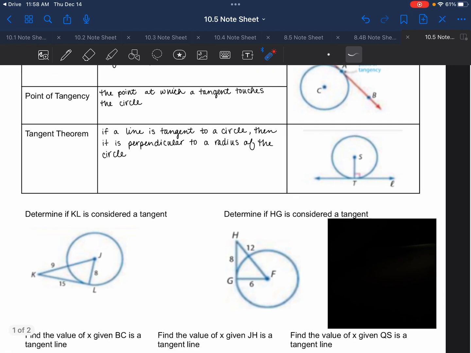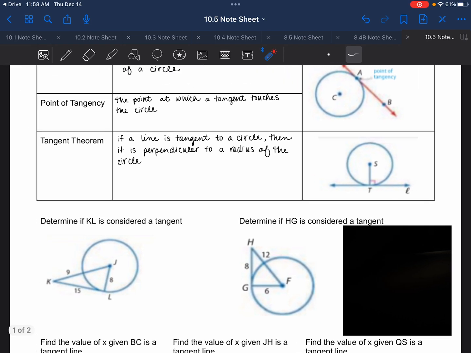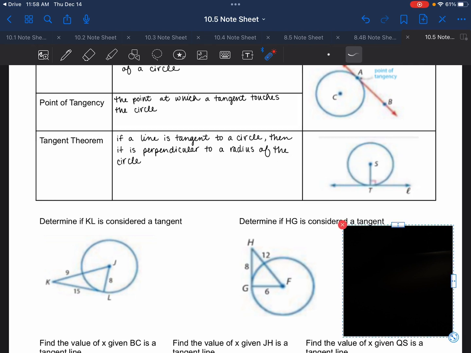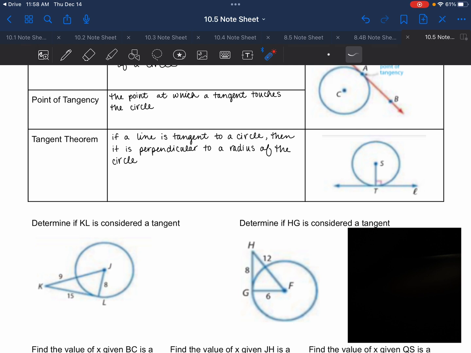And then we have the tangent theorem. If a line is tangent to a circle, so line L is tangent to the circle with a point of tangency of T, then we are able to say that the tangent line is perpendicular to a radius of the circle. All right, and that radius is the one that connects the center of the circle to the point of tangency.